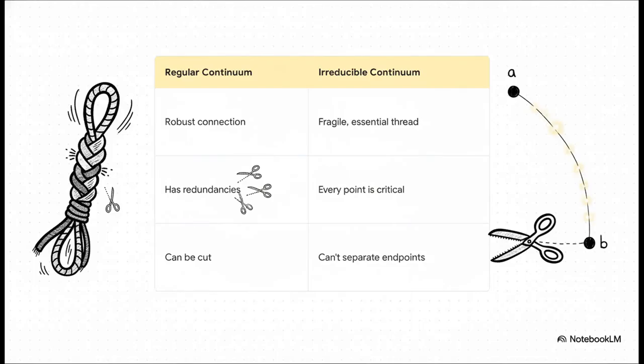And this comparison just lays it all out perfectly. On the left, you've got your regular, everyday continuum. Think of it like a thick, sturdy rope. It's robust because it has redundancies. You can snip a few strands here and there, and the rope still holds. But on the right, the irreducible continuum, that's not a rope. That's a single, taut, perfect thread. The connection from A to B is so fragile and essential that every single point along that path, except for the endpoints A and B themselves, is absolutely critical. You remove just one, and the entire connection is severed.